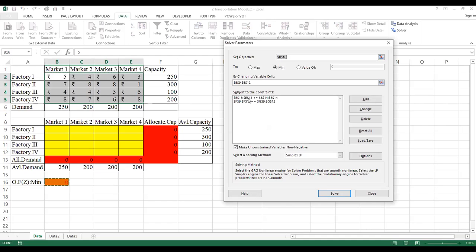I'll wait for some time, 2 minutes. Anybody got answer, let me know. How much you got it answer? Anybody got answer?